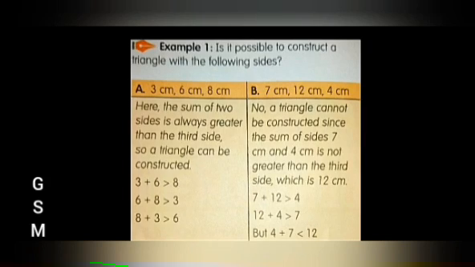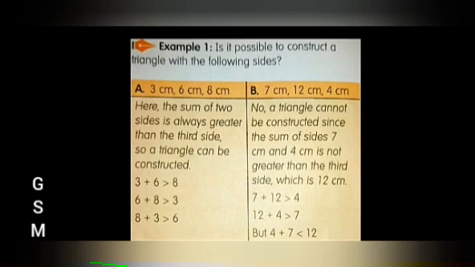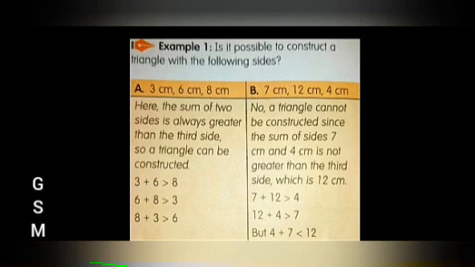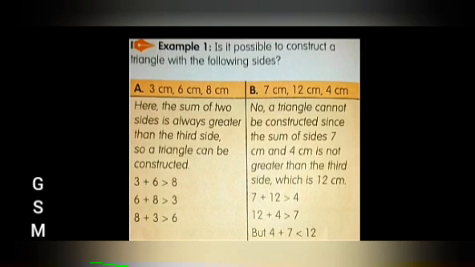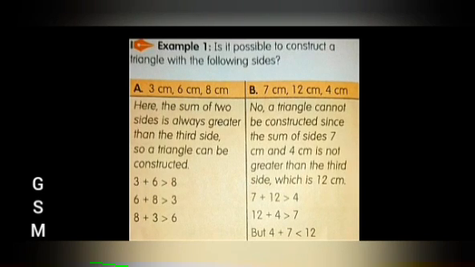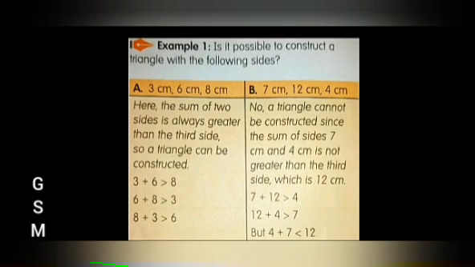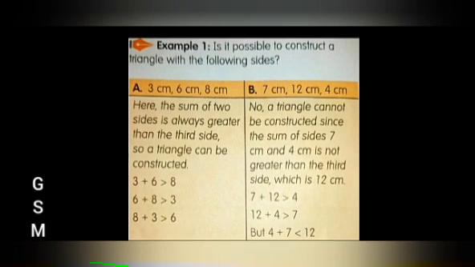The sides of the triangles are 3 cm, 6 cm, 8 cm. Here, the sum of two sides is always greater than the third side. So, we can construct a triangle by using these sides.